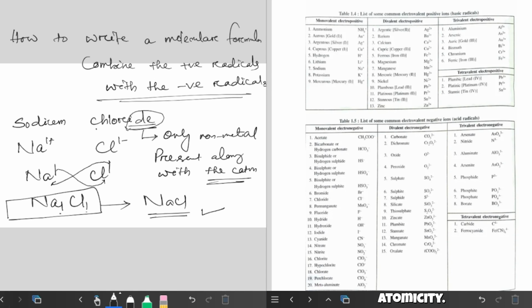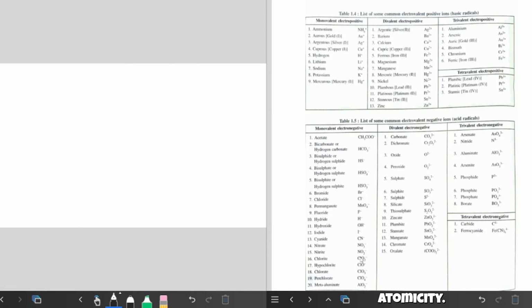Now let's move on to the next molecular formula, magnesium nitride.